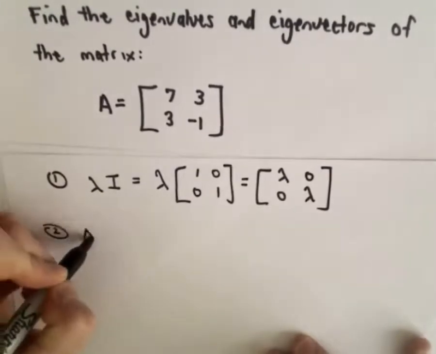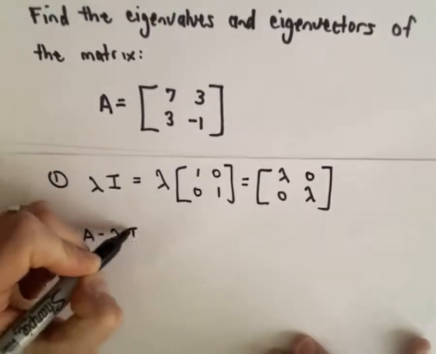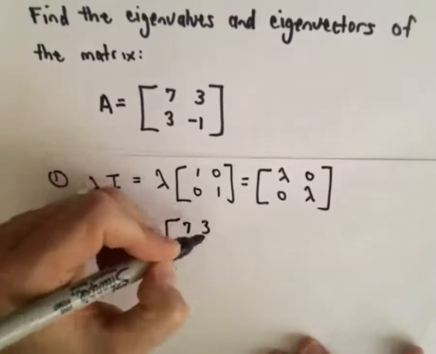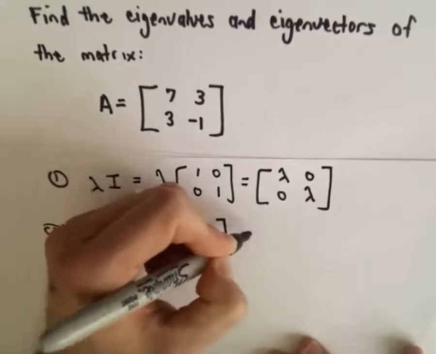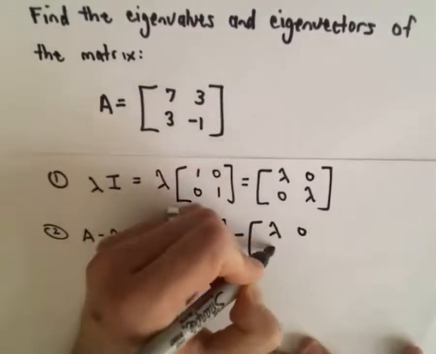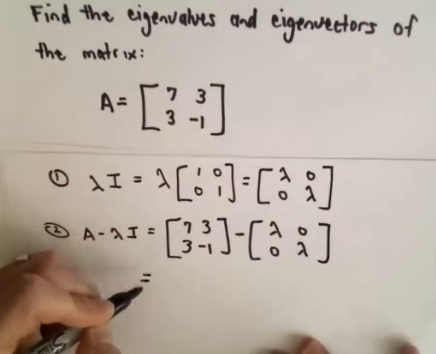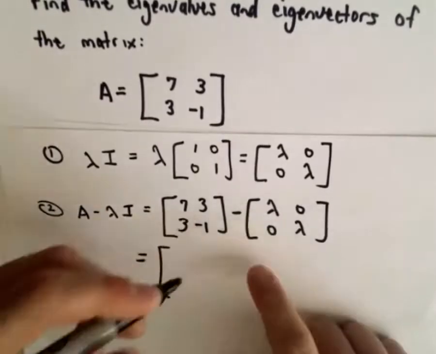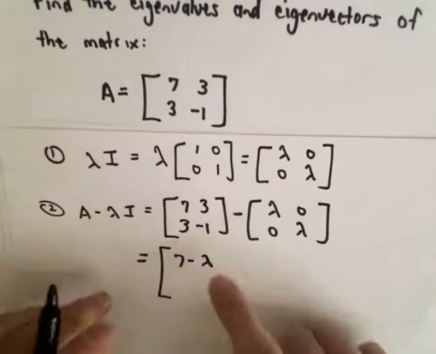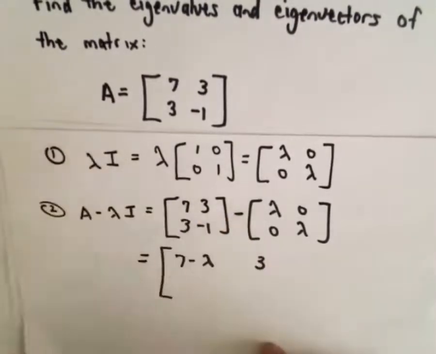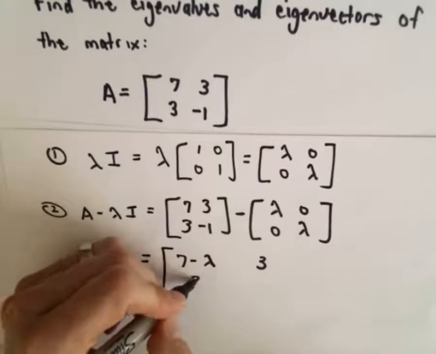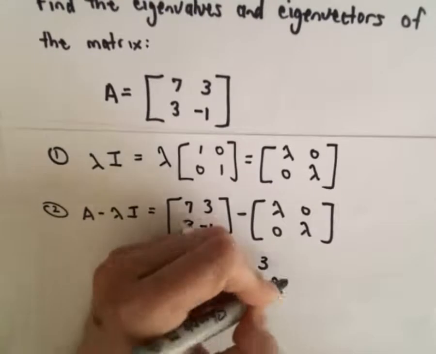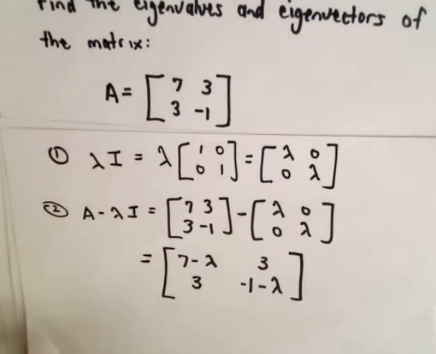So step 2, we'll take our matrix A and subtract lambda times I. In this case, our matrix A again has entries 7, 3, 3, negative 1. And we subtract lambda, 0, 0, and lambda. Remember, you just subtract respective entries. So the top left entry will be 7 minus lambda. Then we would have 3 minus 0, which is just 3. We'll have 3 minus 0, which again gives us a 3. And then we'll have negative 1 minus lambda. Okay, so those are our 4 entries.